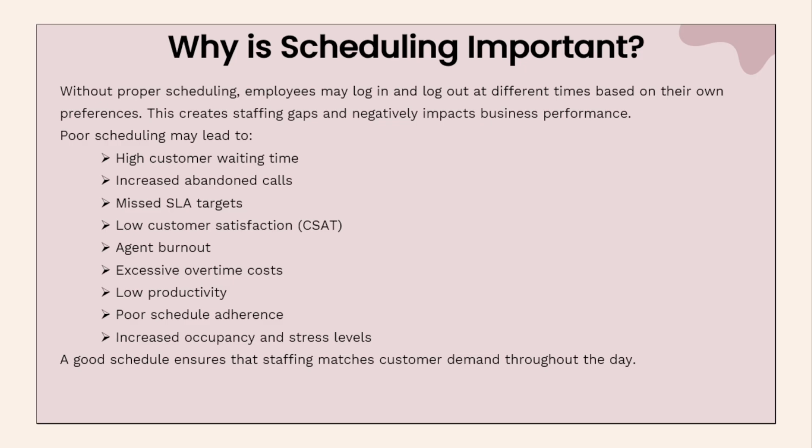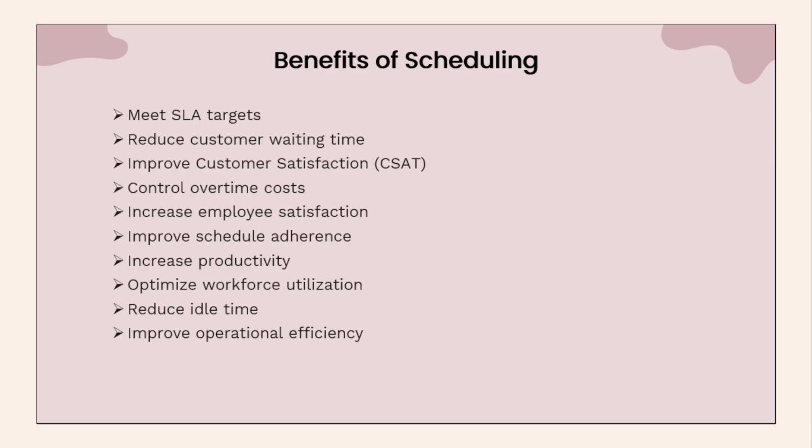A good schedule ensures that staffing matches customer demand throughout the day. As a scheduler, you need to manage all these things. You need to create a schedule in such a way that my operations are happy, the SLA targets are being met, my occupancy is around 80 to 90%, the customer experience is good, the CSAT review is also good, agents do not get burned out, and we do not provide excessive OT if not required. My productivity should be high, and my adherence should be high. So these are some of the things that we keep in mind while creating a schedule, and these are very important things.